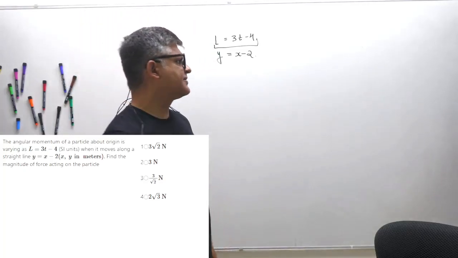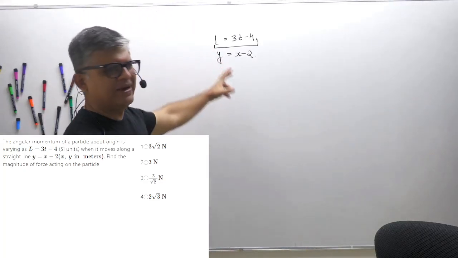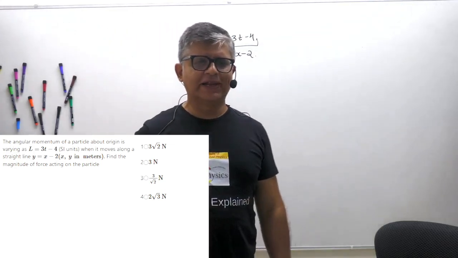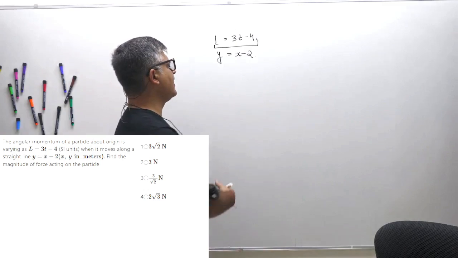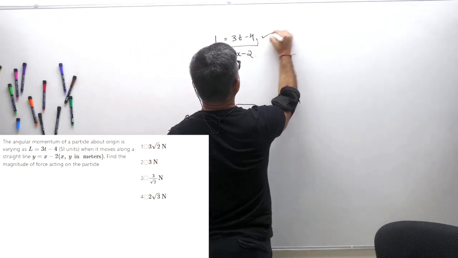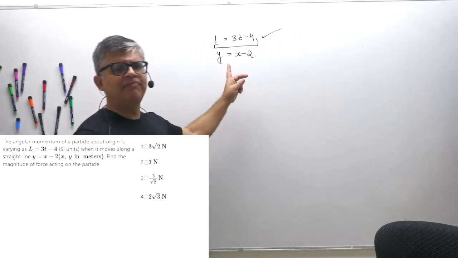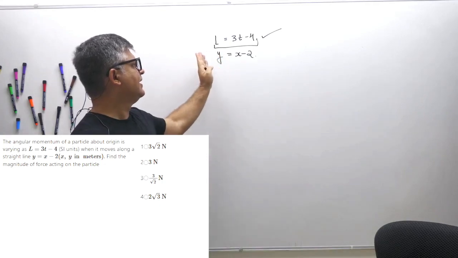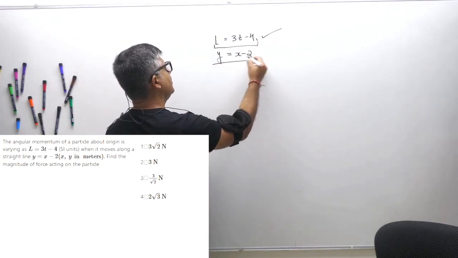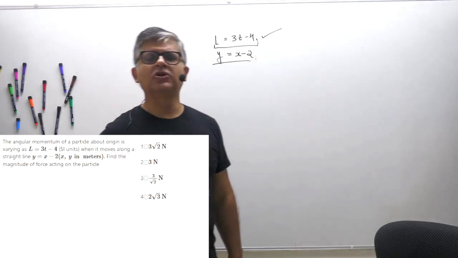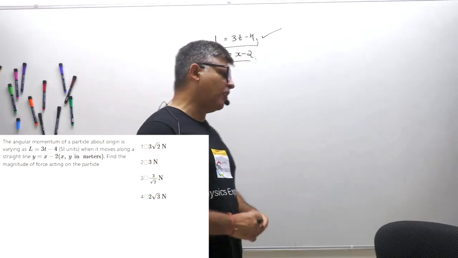This question is of medium complexity level. Let's read the question. It says that there is a body which is having angular momentum of this magnitude, and the body is moving along the line which is given by this equation. You have to find what is the magnitude of the force acting on this body.